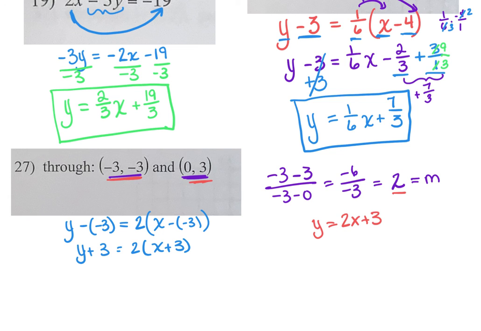All right, then I'm just going to solve like I did above. I'm going to distribute my slope. So I'm going to get 2x, and 2 times 3 is 6. And then subtract my 3 over. And lo and behold, I get y equals 2x plus 3. It does not matter which point you use, you will get the same answer here.